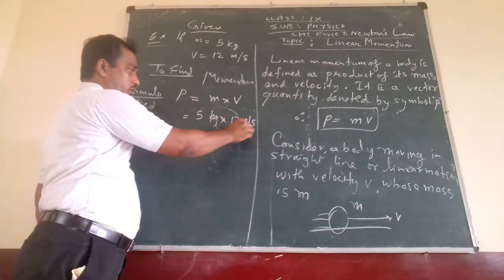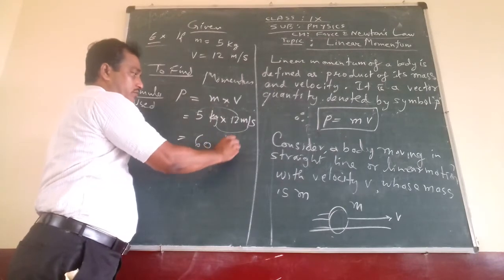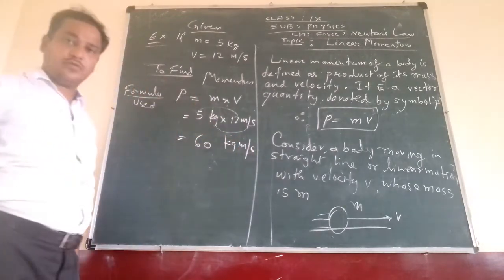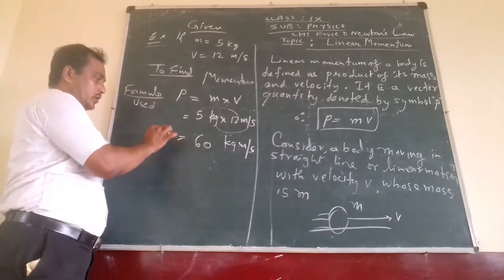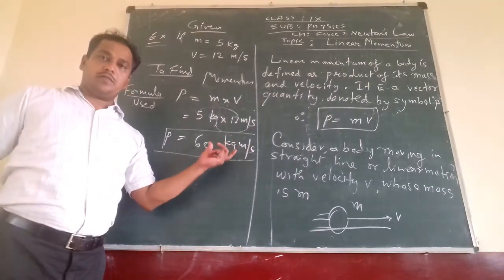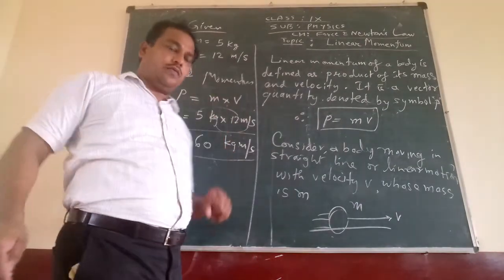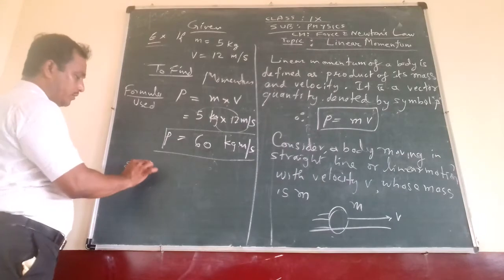Number into number, unit into unit together. 12 fives are 60 kg meter per second. You will write like this. So you can put the momentum as 60 kg meter per second. Hope it is clear to you. I am giving you one question. Solve it first.